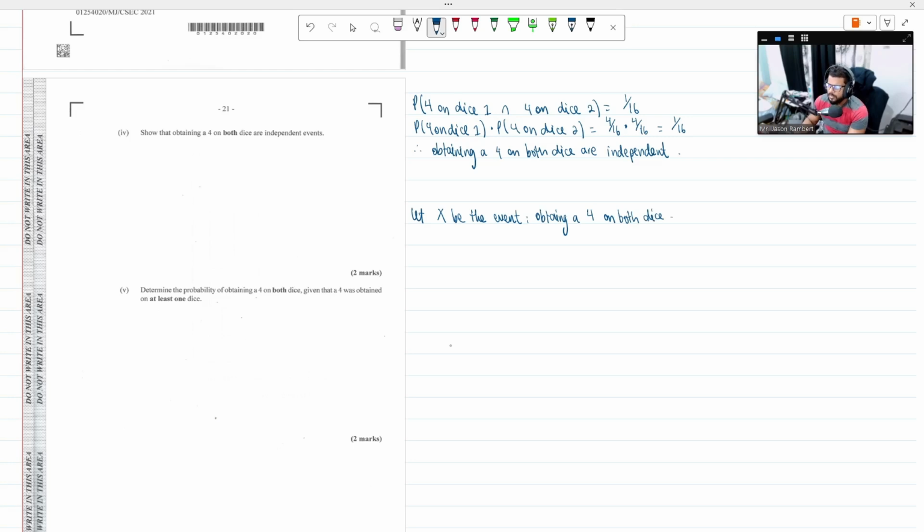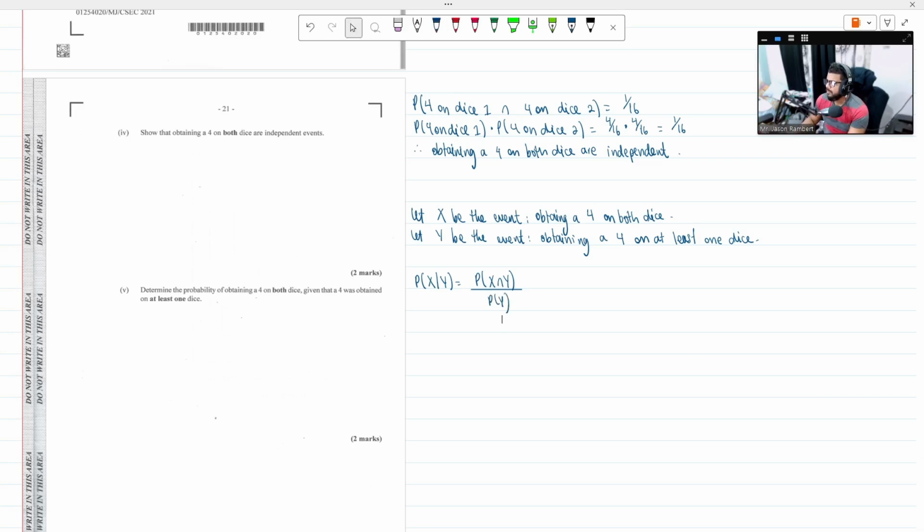Given that the 4 was, and let Y be the event obtaining a 4 on at least one dice. (Oh, I spelled obtaining wrong on the first one, my apologies.) What I want is the probability of X, given that Y has already occurred. This is the probability of X intersect Y divided by the probability of Y.